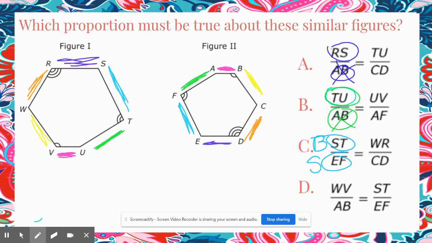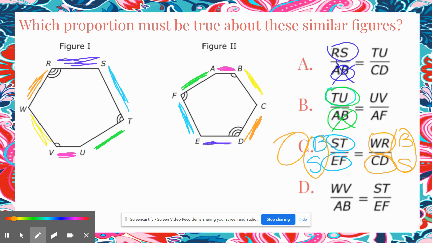And then I'm going to look at WR and see what color WR is. WR is orange, and that was the big one. Is CD also orange? It is. And do you see how it's big to small over big to small? So these ratios are the same, as if they were numbers instead of big or small, then I know that they're set up correctly. So my answer is C.